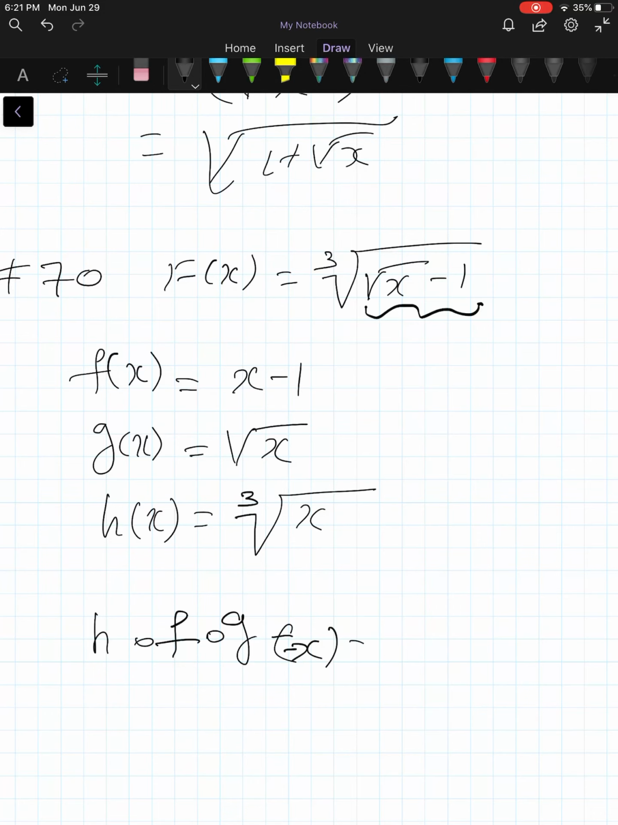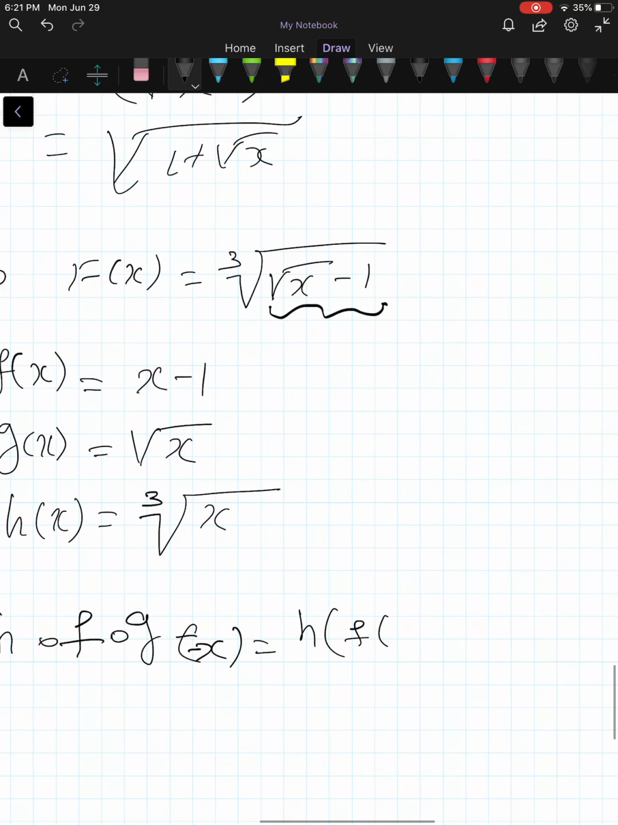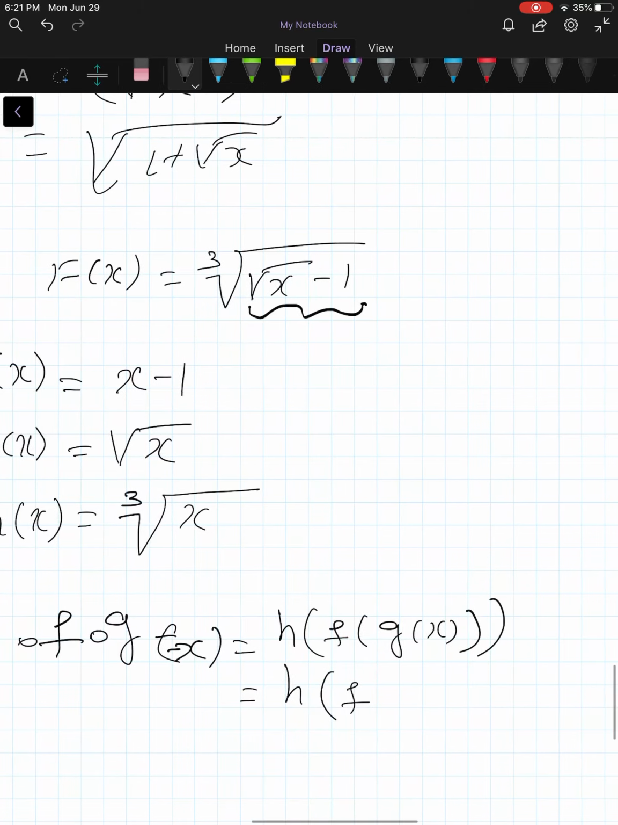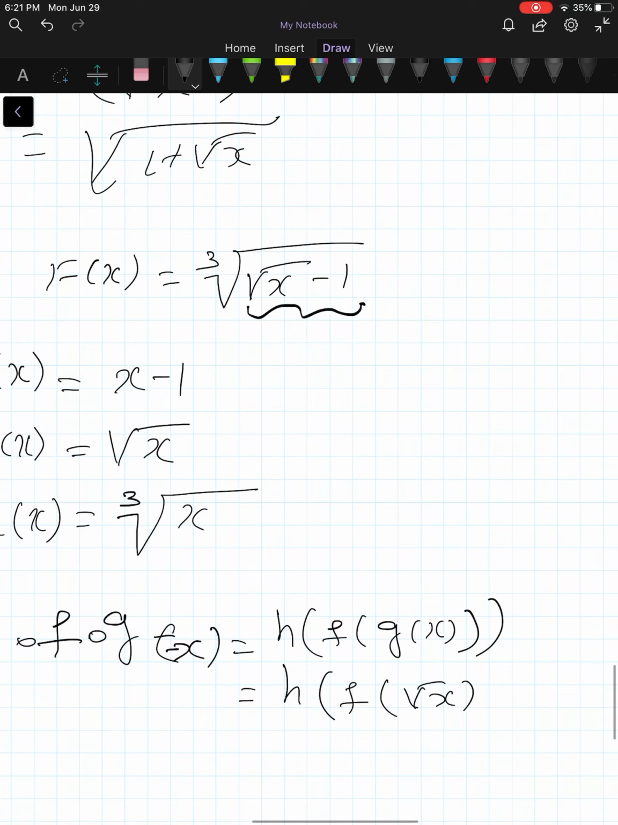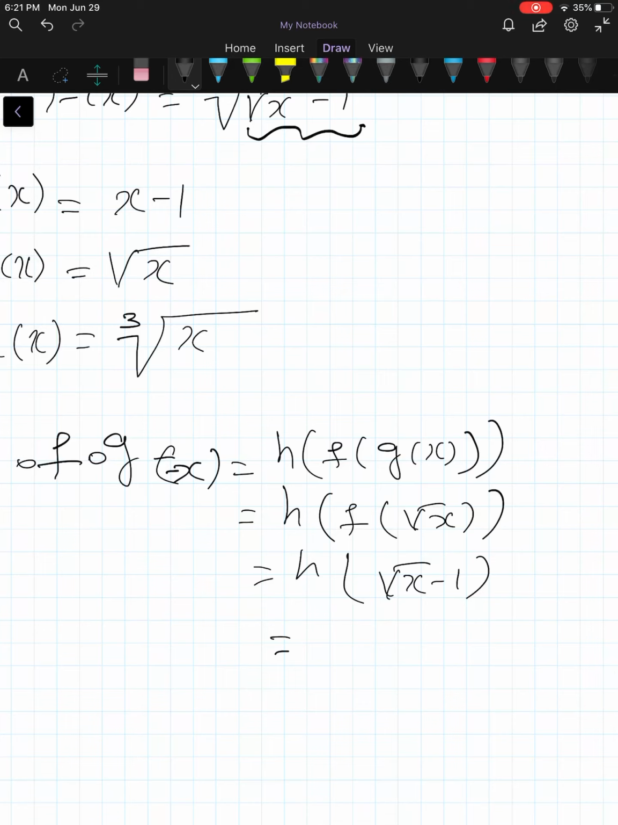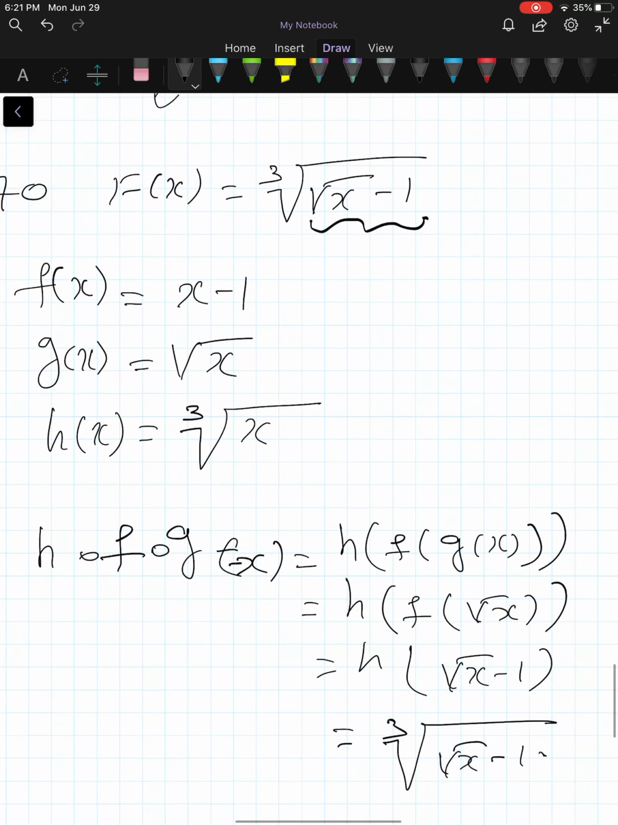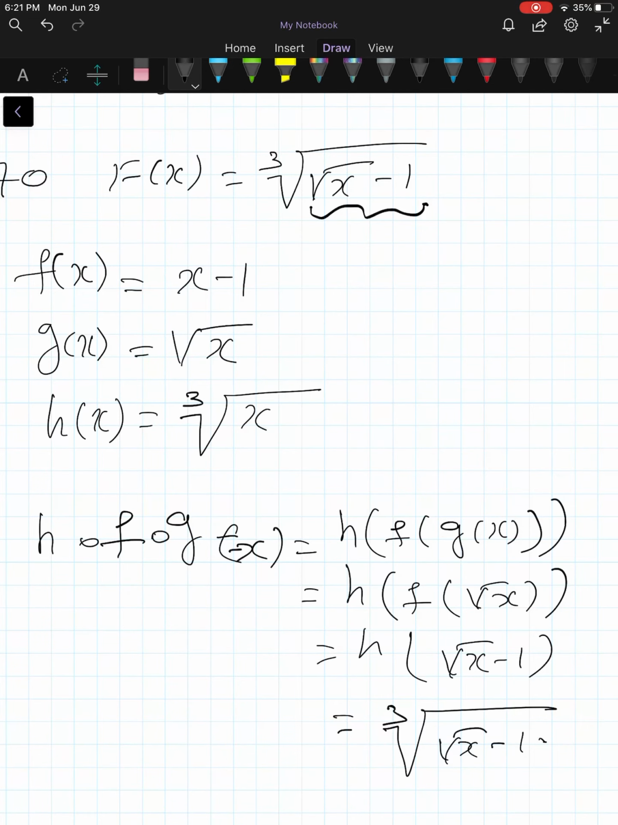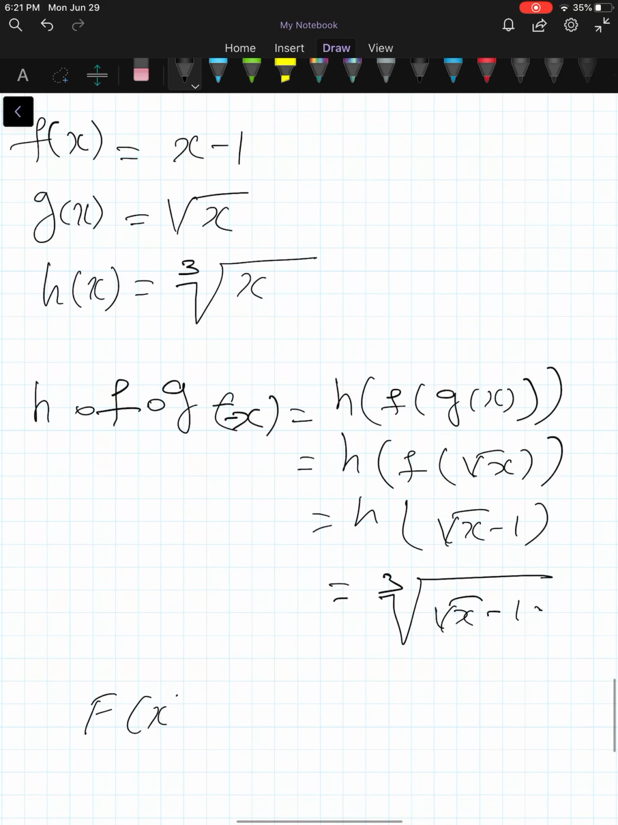So let us verify this. This is h of f of g of x. g of x is nothing but square root of x. And f of square root of x is square root of x minus 1. And h of square root of x minus 1 would be cube root of square root of x minus 1. So we got back the original function capital F of x. Therefore we are right in expressing capital F of x as h composed with f composed with g of x.